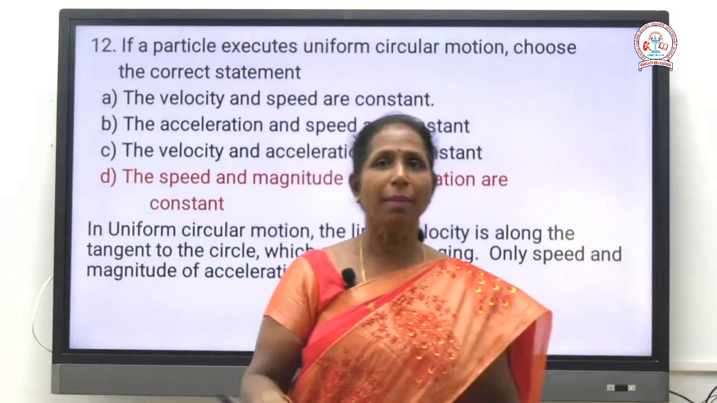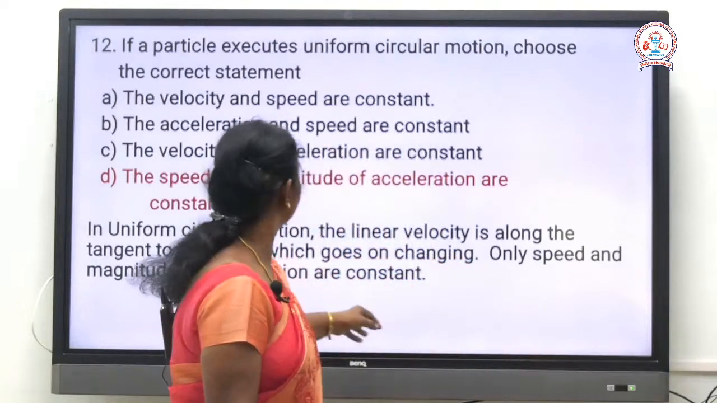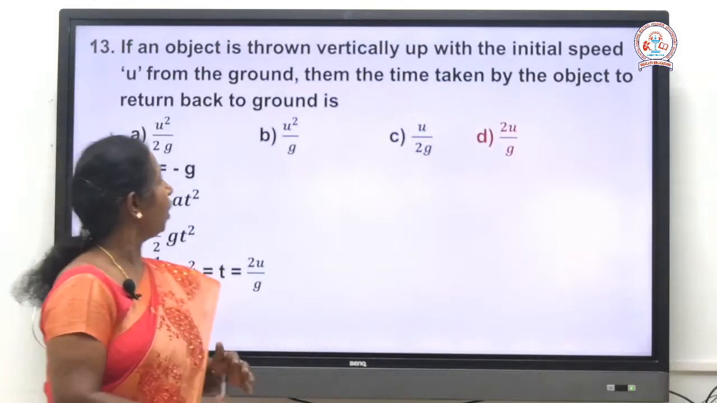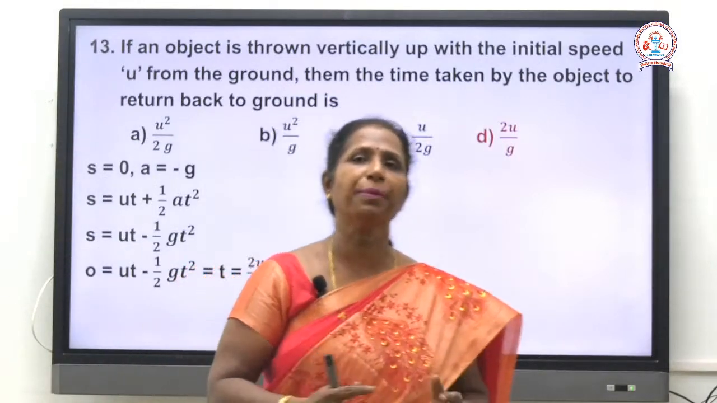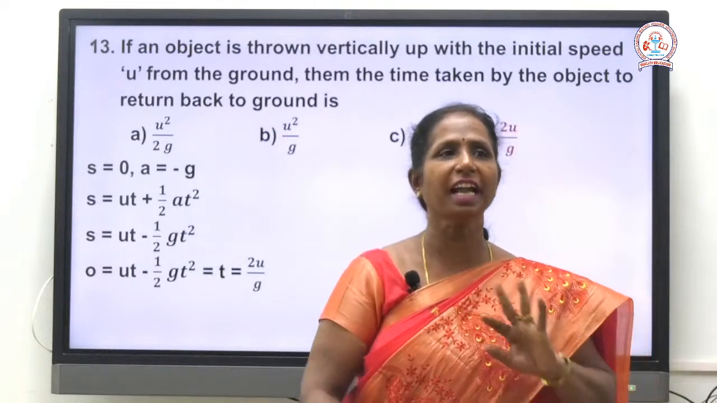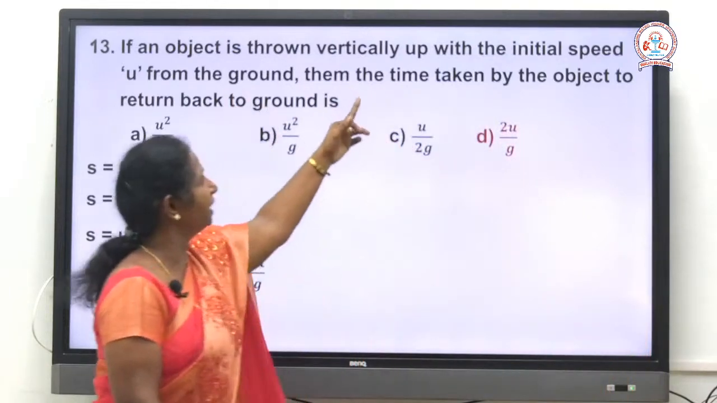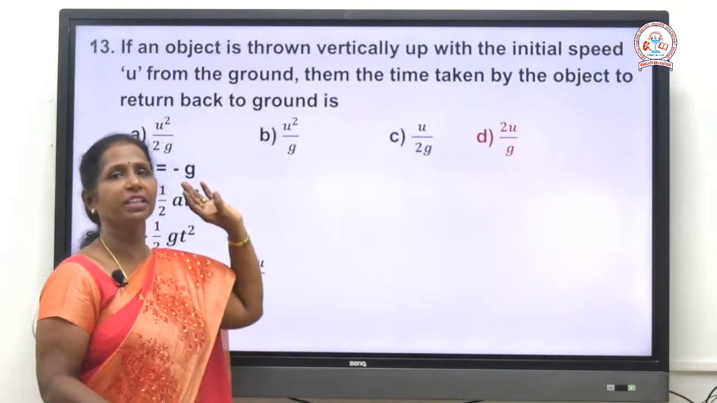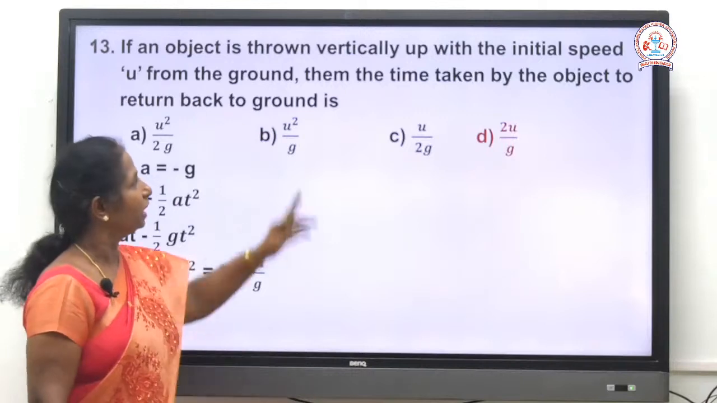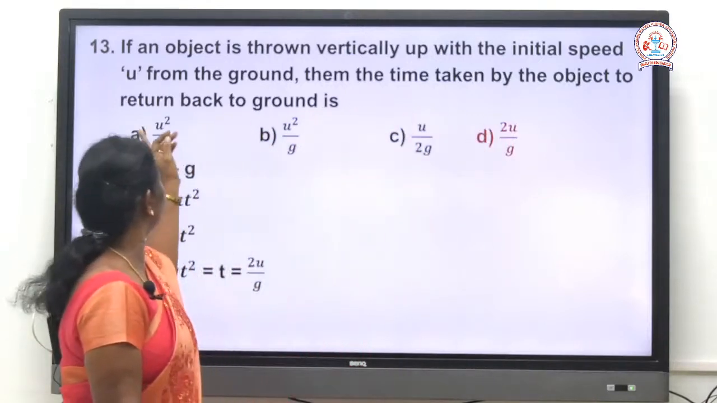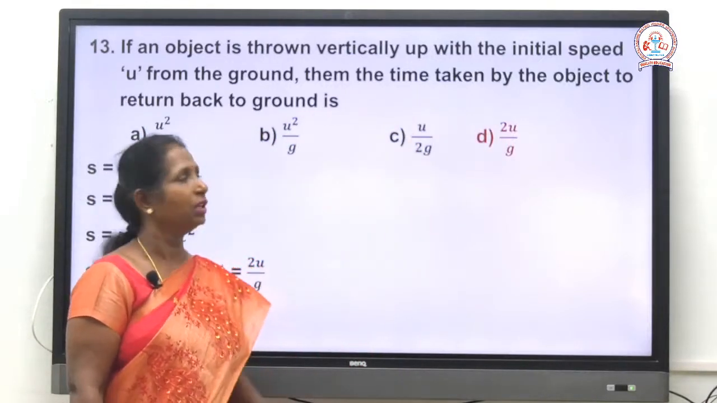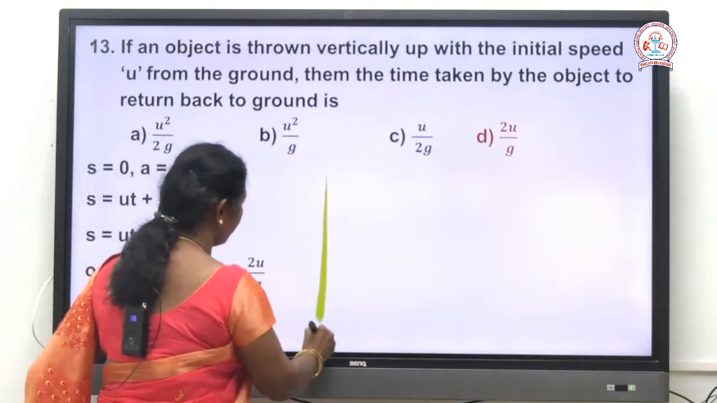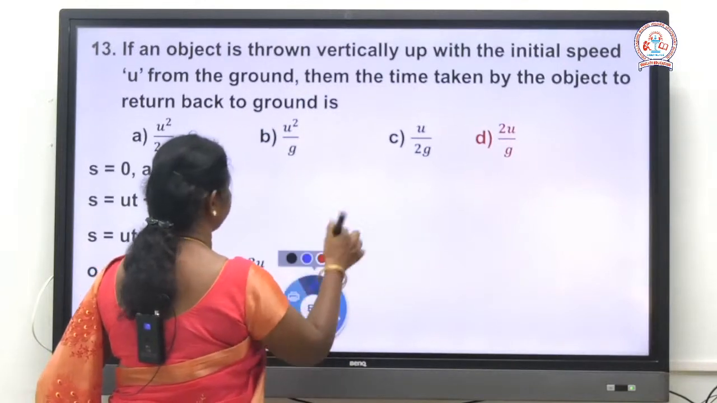Acceleration is not constant, but the magnitude of acceleration is constant. Remember. Then, next one. If an object is thrown vertically up with initial speed u from the ground, then the time taken by the object to return back to the ground is, so we are supposed to calculate time taken. We take the formula S equals ut plus half at square.